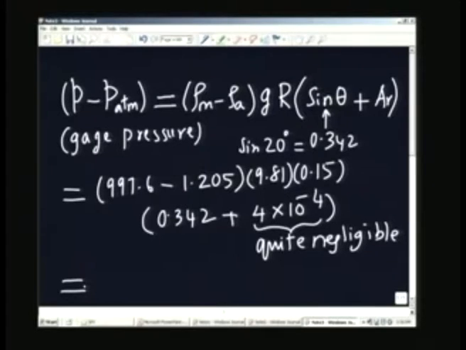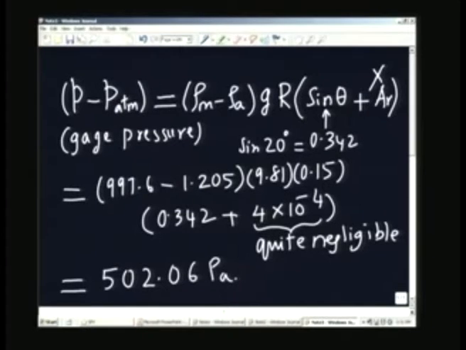So, in other words, I can simply say that I can remove this AR from this formula inside, this can be ignored or cut this factor, so that you get g R sin theta into rho m minus rho a, and indeed if you ignore rho a also, it becomes simply rho m g R sin theta, and this value comes out to 502.06 pascals.